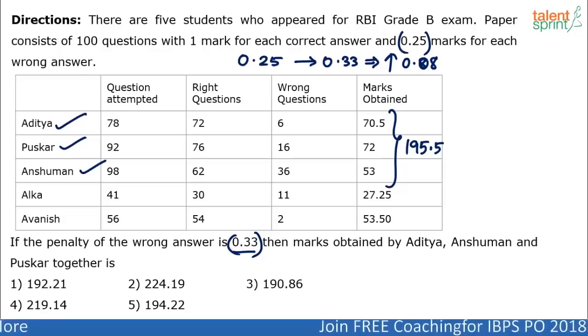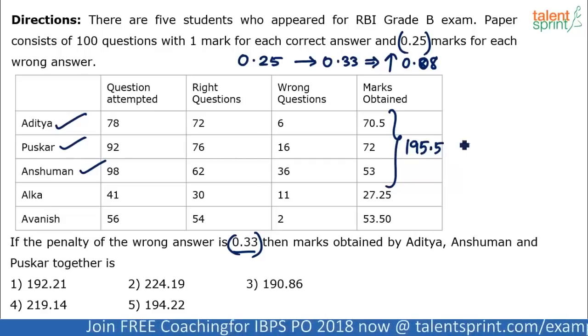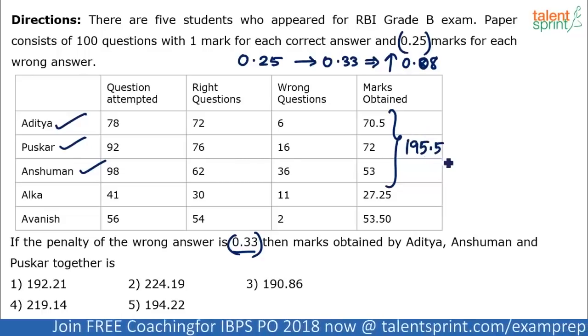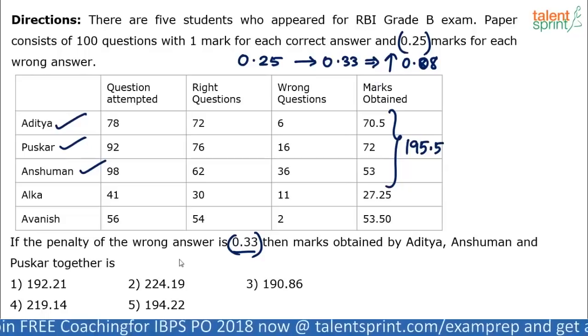Now, how will that act and change the score? First and foremost verification: when the penalty has increased, the score has to reduce. So obviously, the new total will be less than 195.5. The original total is 195.5, but the new total after an increment in the penalty should be less than 195.5.